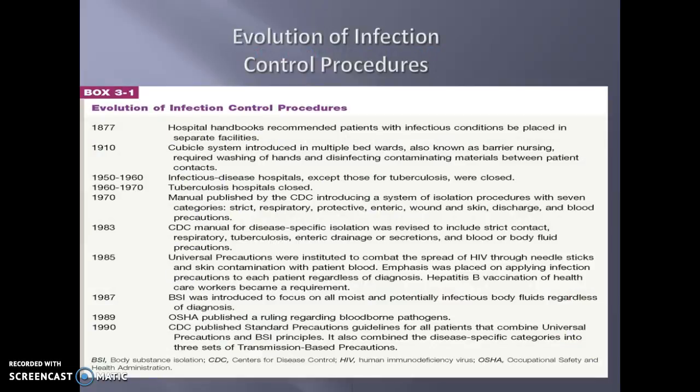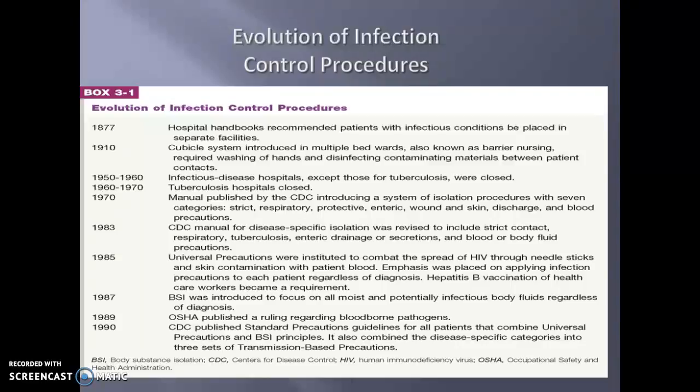So some infection control procedures, this is from your book, but I think it's really interesting. It goes back 150 years ago, where there started to be separate facilities for infectious patients, and they started quarantining off different patients with different things and using barrier methods. In the 50s and 60s, tuberculosis was very prevalent, and people would get sent away to sanatoriums. But by the 70s, most of those places had been closed, and they realized tuberculosis patients didn't need to be isolated.